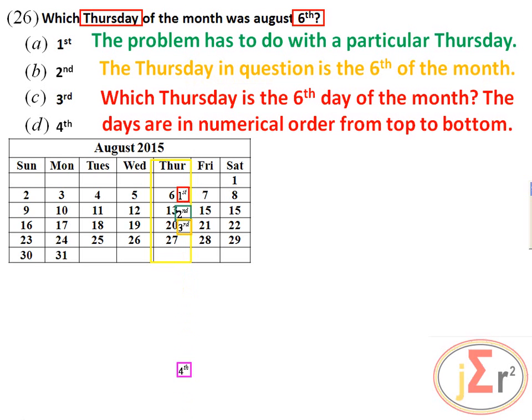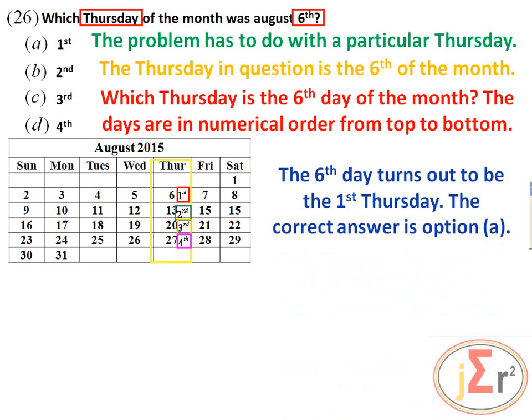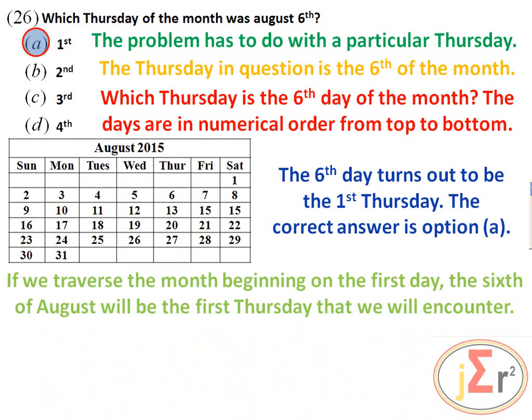So the 6th is the first, the 13th is the second, the 20th is the third, and the 27th is the fourth. The 6th day turns out to be the first Thursday. The correct answer is option A. Okay. Option A. If we traverse the month beginning on the first day, the 6th of August will be the first Thursday that we will encounter.